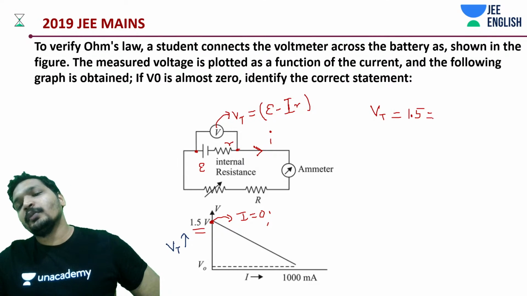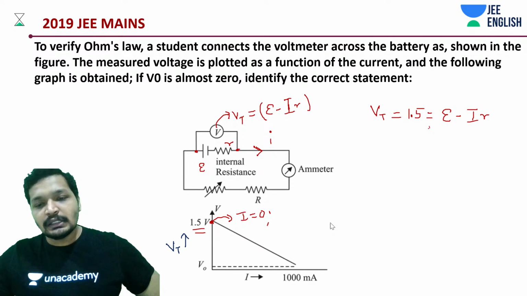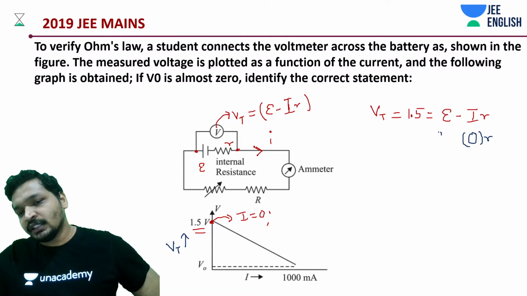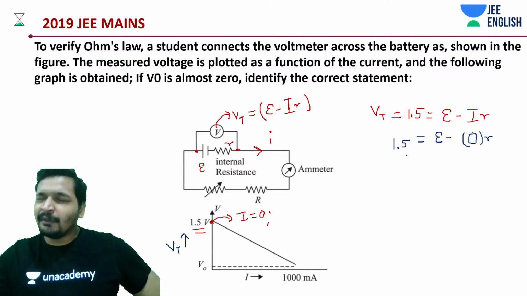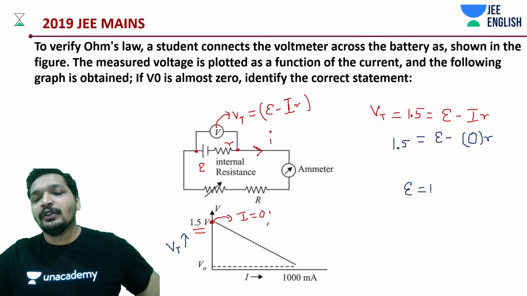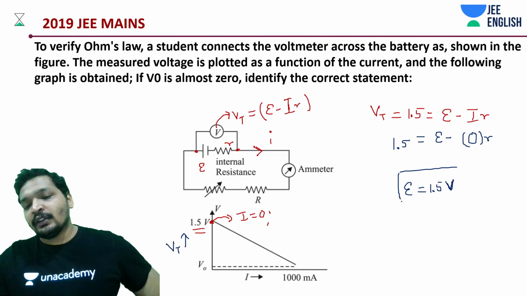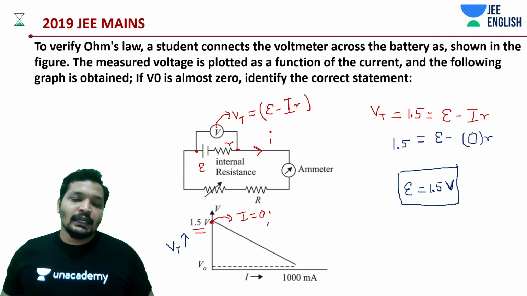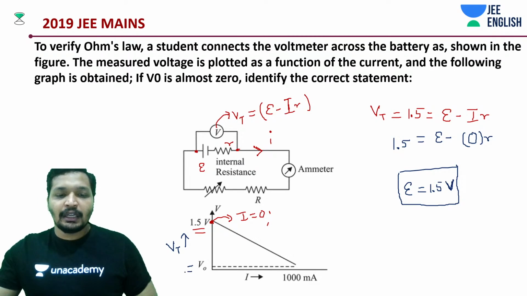1.5 volts is going to be EMF minus current into internal resistance. But we know something, current is 0, which means this term is 0. Internal resistance value is not what we are measuring. We are measuring the EMF of the battery. The EMF of the battery is how much? 1.5 volts. But this does not tell us everything about the question, so we need to also calculate either small r or capital R. Okay, and that is for 0 current. And given to us V0 is approximately equal to 0. We can keep this to be 0.